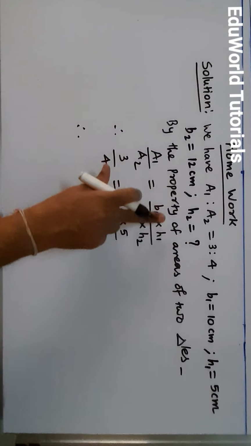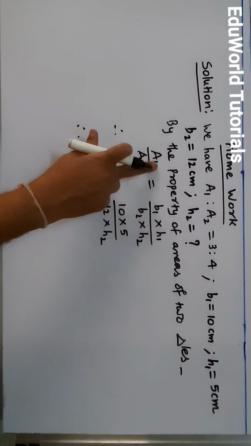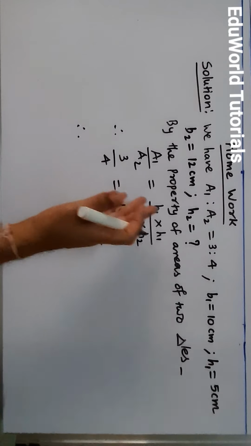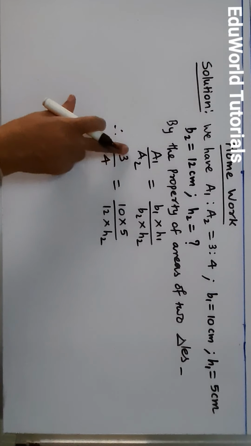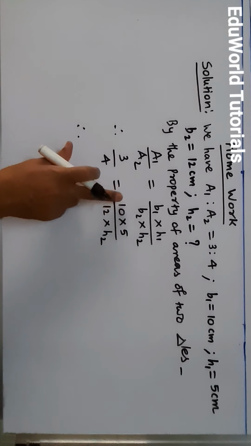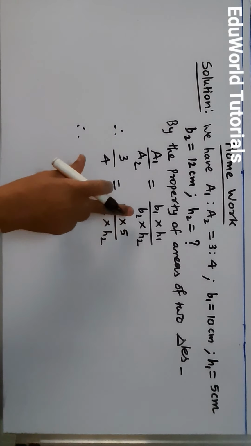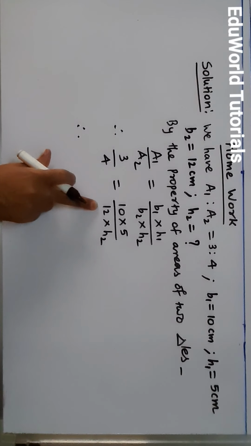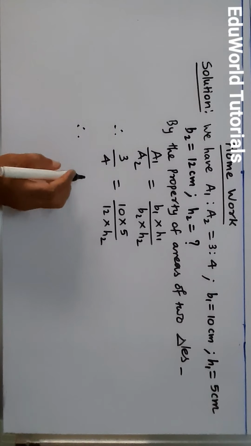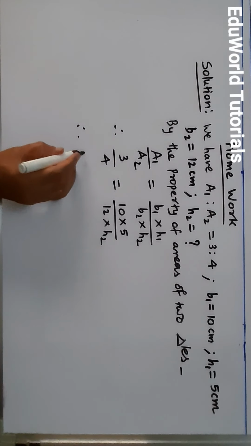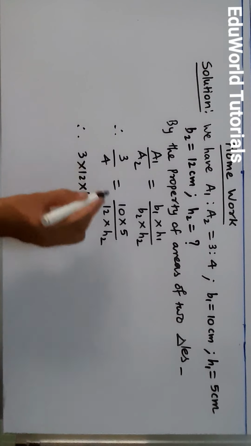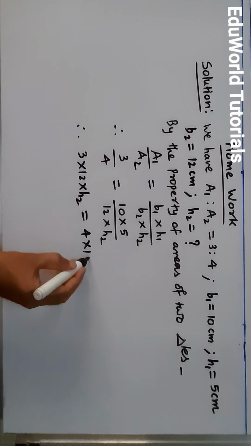So by the property of areas of two triangles, we have A1/A2 is equal to B1 into H1 upon B2 into H2. We have to substitute all these values. This ratio is given, 3:4 is equal to, base and height of the smaller triangle are 10 and 5, so 10 into 5, whereas the base of the bigger triangle is 12 and the corresponding height of the bigger triangle we have to find. Cross multiplying this, we get 3 into 12 into H2 is equal to 4 into 10 into 5.